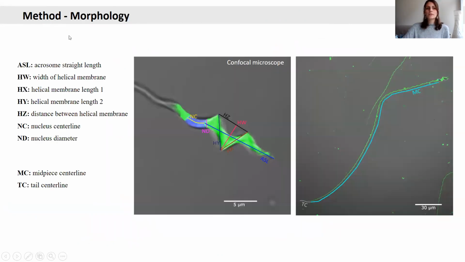So first, we did some morphology analysis with confocal pictures to have small details, mainly in the head. So we applied different measurements here on the head, where you have in blue the nucleus, composed only of chromatin, and the second part of the head, which is in green here, is the acrosome. And here again, the head and then the midpiece, so the flagellum with the mitochondria, and the tail without the mitochondria.